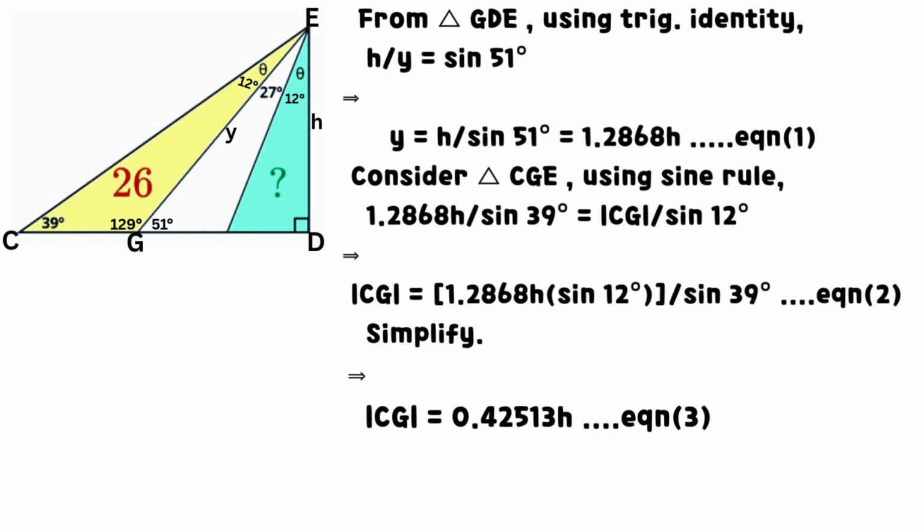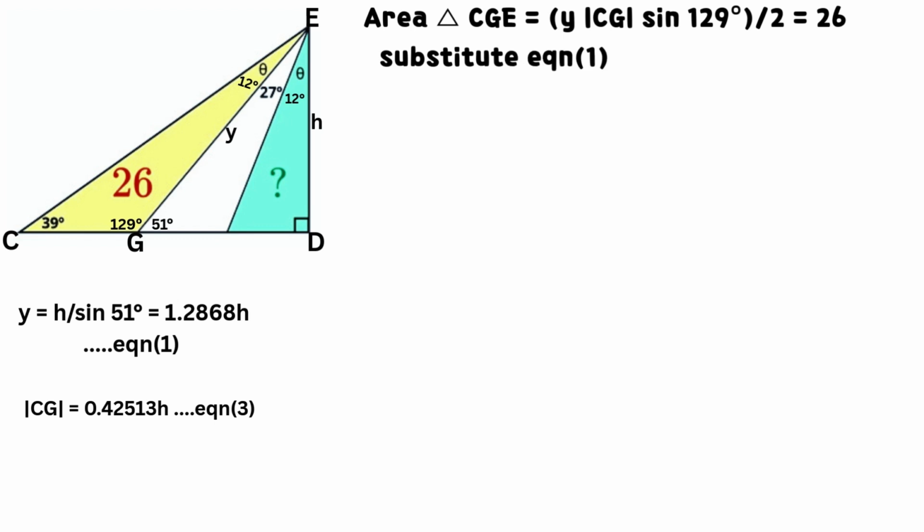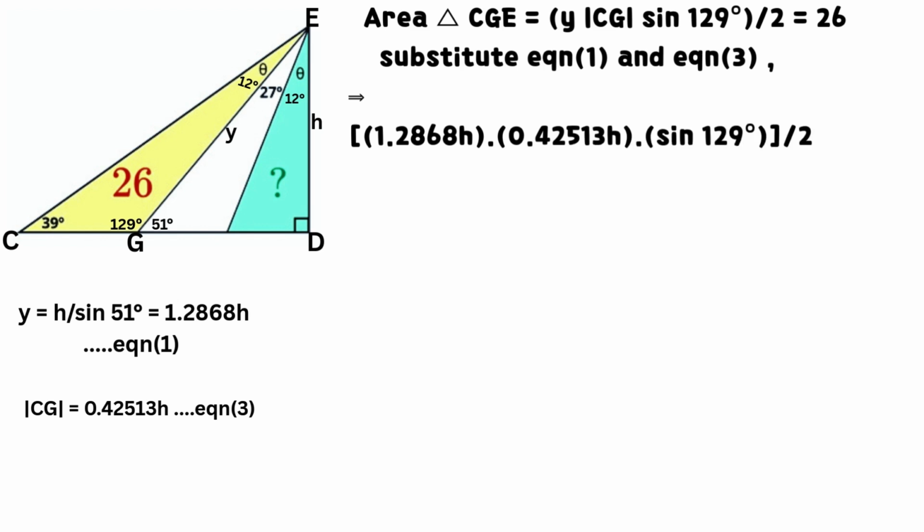Simplify. And we have that line CG equals 0.42513 times H. We call it equation 3. Area of triangle CGE equals half the product of Y and line CG multiplied by sine 129 degrees, which equals 26. Substitute equation 1 and equation 3.